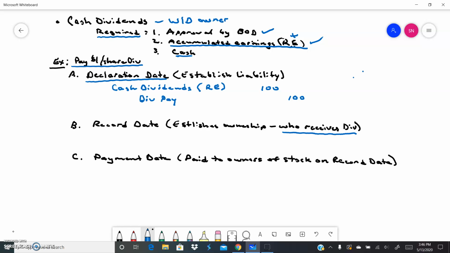You might own the stock on the declaration date, but you might sell it and then no longer own it. If you no longer own it on the record date, you do not receive the dividend. The reason for that time lag is to allow shareholders to position themselves to either receive the dividend or not, depending upon what they choose to do. This is really just a record-keeping date, and so there's no accounting entry to be made.